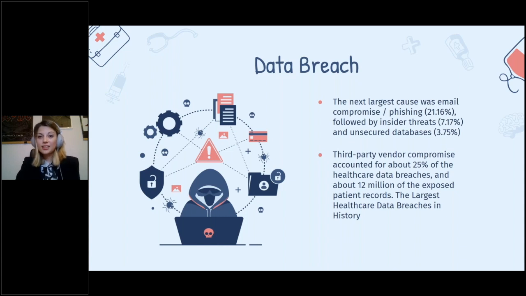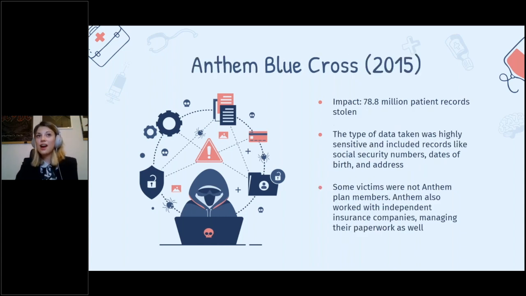The largest healthcare data breach in history was the Anthem Blue Cross breach in 2015, in which a total of 78.8 million patient records were stolen. The type of data taken was highly sensitive and included records like social security numbers, dates of birth, and addresses. Despite most victims being Anthem plan members, some were not. This is because Anthem also worked with a number of independent insurance companies, also managing their payroll.